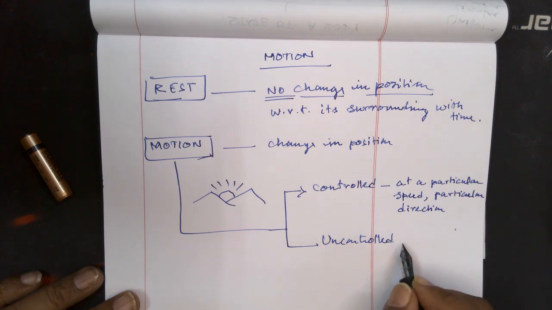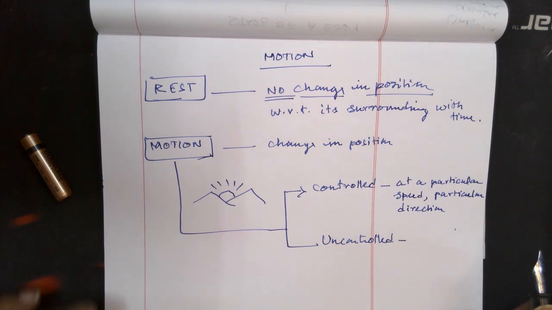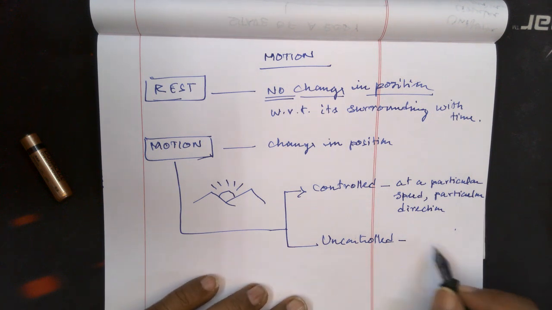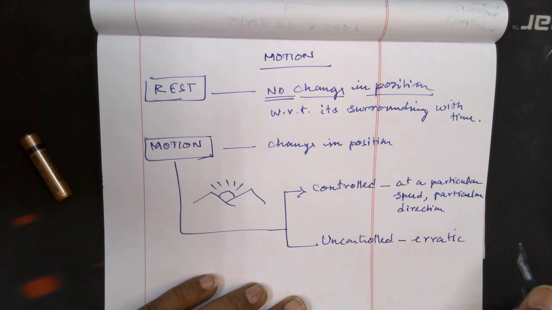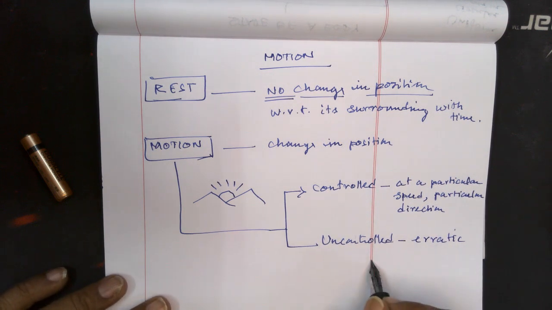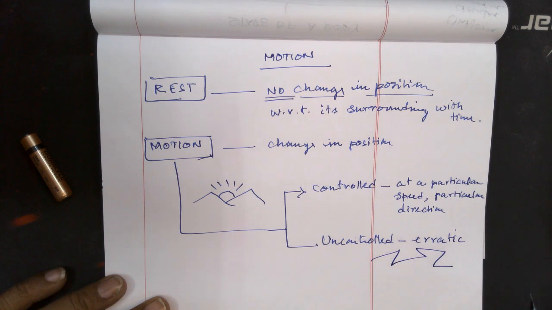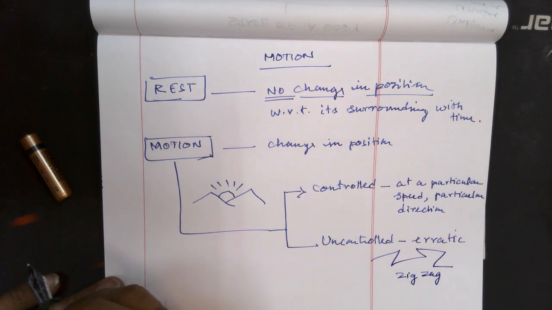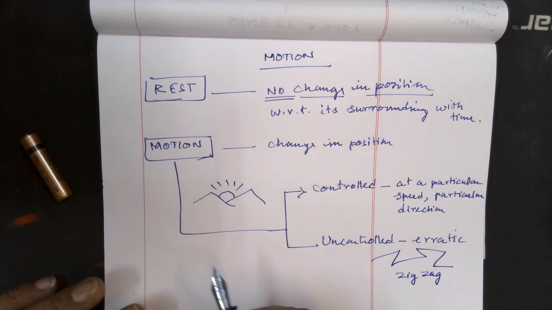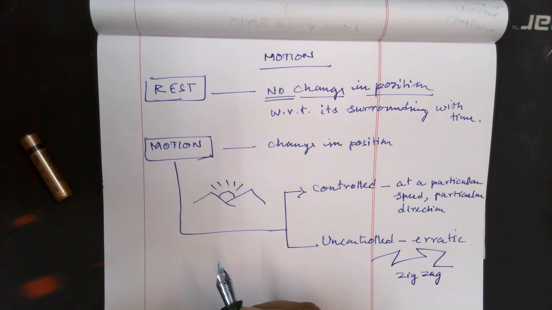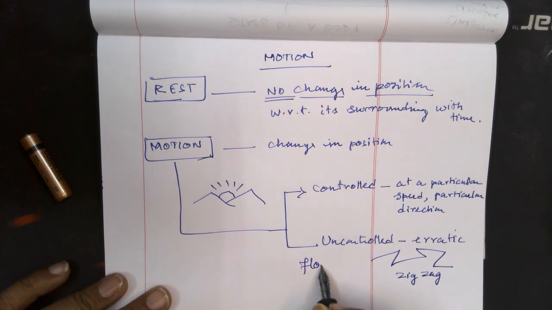Then uncontrolled motion. This will be erratic, is it not? This is erratic and it is zigzag in all directions. Okay, this is called zigzag, or of high speed. So these are all uncontrolled motions. For example, a flooded river.